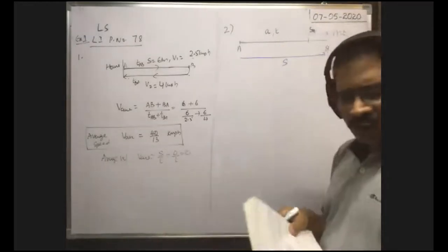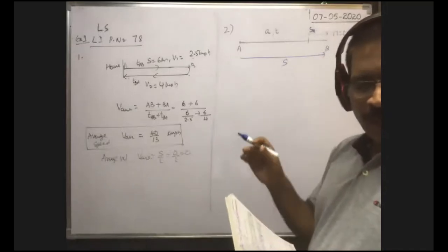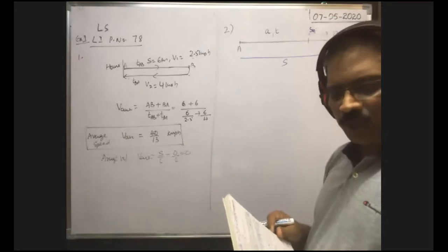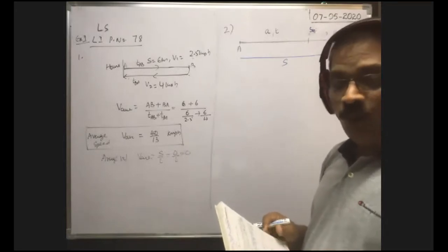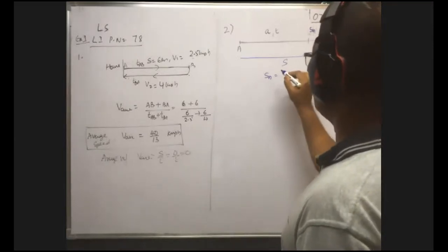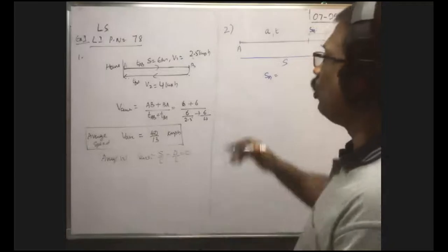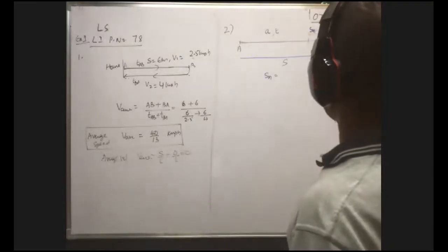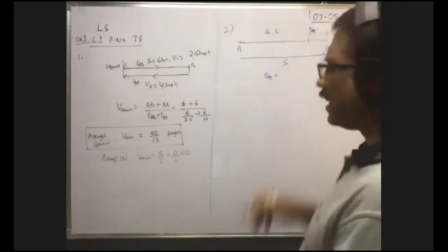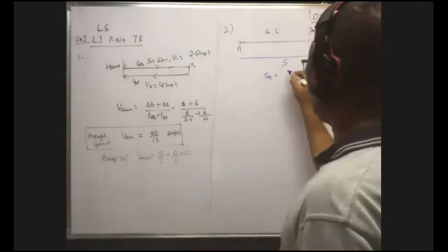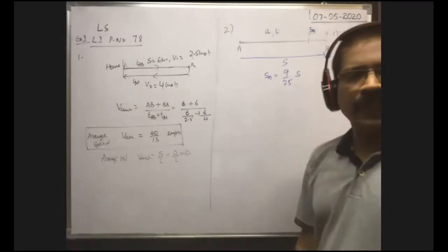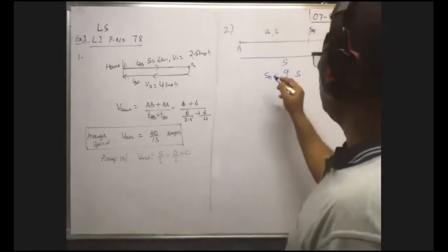Then according to the problem, it is given that a particle moving with constant acceleration describes in the last second of its motion 9/25 of the whole distance. That means in the last second, the distance traveled Sn is equal to 9/25 of the whole distance. The whole distance traveled in the given time is S. So Sn is 9/25 into S. This is given.